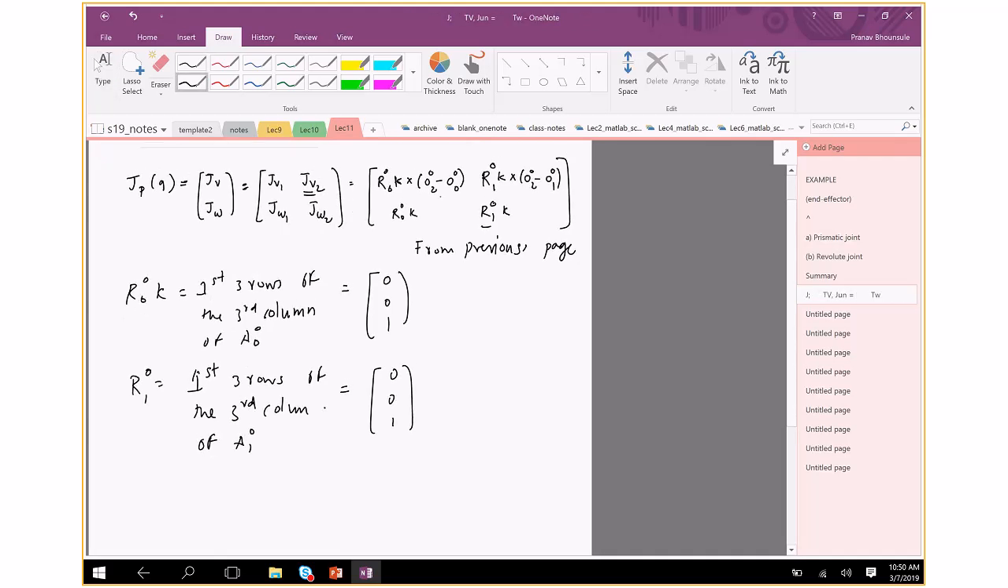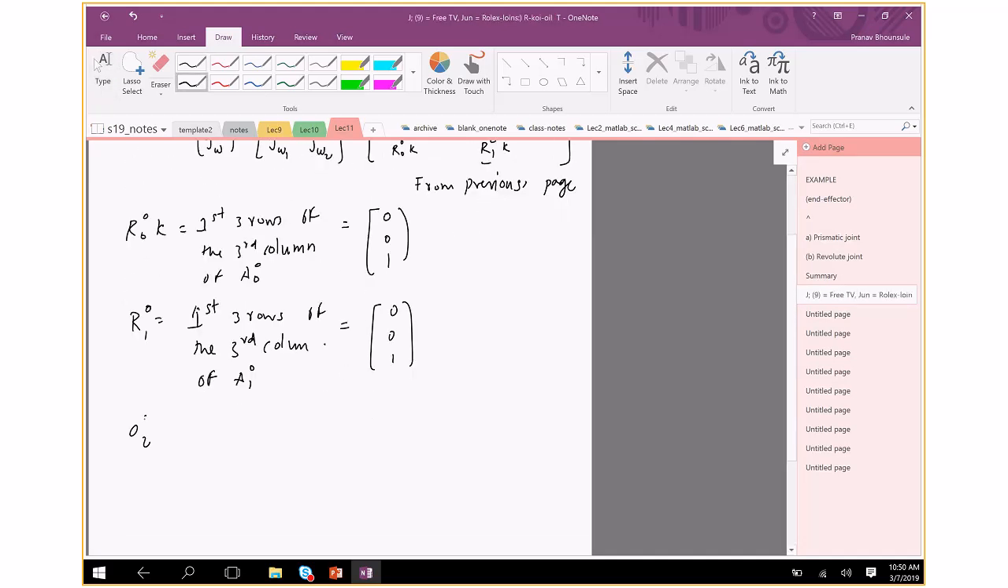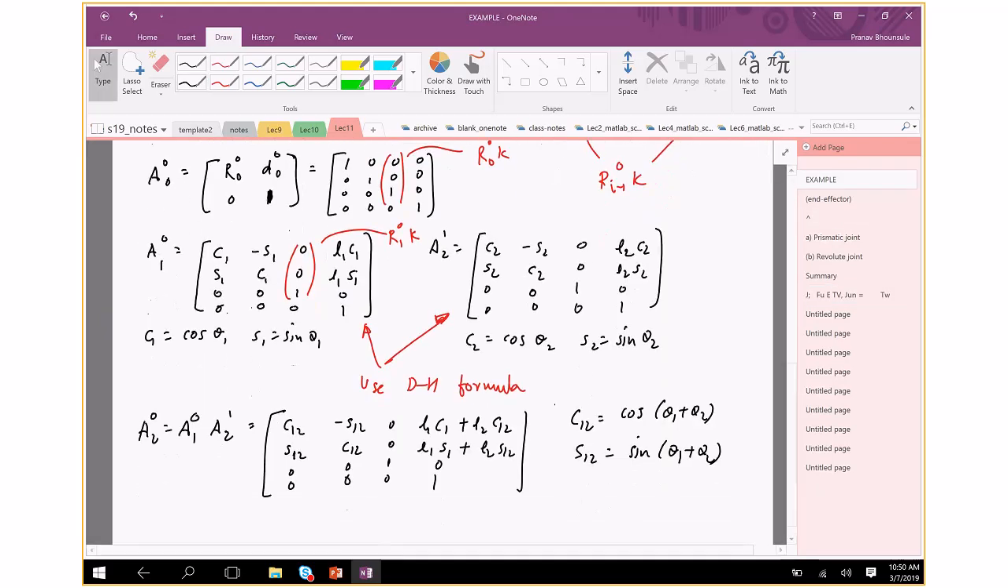We also need O20. So O20 is the first three rows of the fourth column of A20. So let's find that out. Let's go back to A20. This is A20. This is the fourth column, and there are three elements. So first three elements of the fourth column. So that's going to be O20.